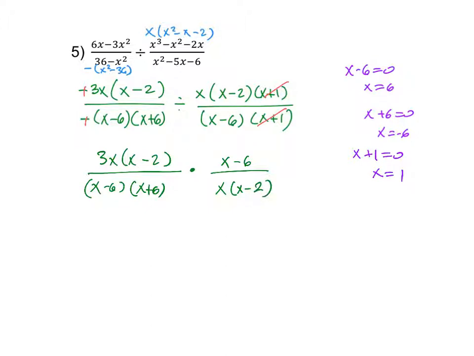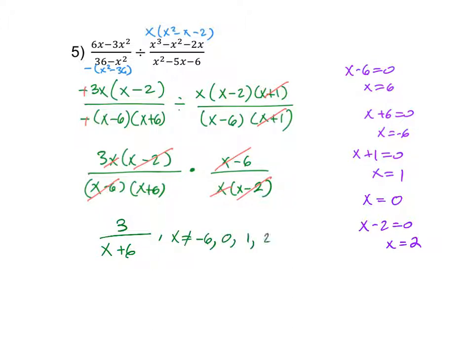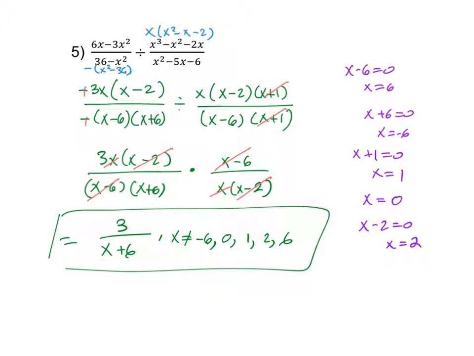Now I can simplify or cancel whatever I can cancel. So canceling the x minus 6 with x minus 6, the x minus 2 with x minus 2, and I can cancel even the x. But before I continue, I need to set those terms equal to 0, because I have to also restrict those. So x cannot equal 0, x minus 2 cannot equal 0. So now this is the same as 3 over x plus 6, where x cannot equal negative 6, 0, 1, 2, or 6. And that is my division of those two fractions.